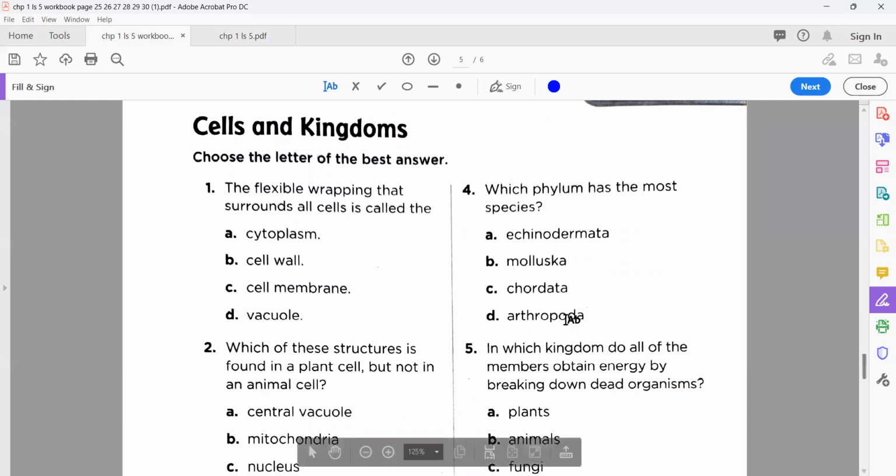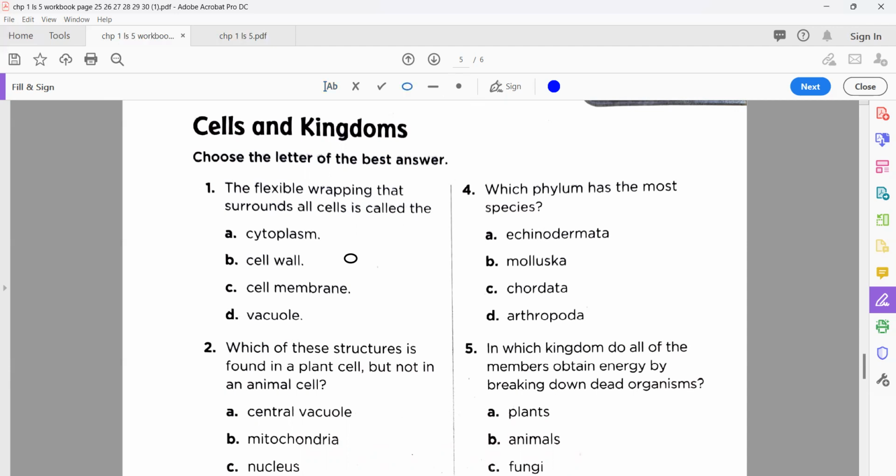Okay. The flexible wrapping that surrounds all cells is called, you know very well. The cell, whether it is plant or animal, is protected by a covering. In a plant cell, there is a cell wall, but in an animal cell, the outer covering is the cell membrane. This membrane is also present in plant cells, but after the cell wall. So here you know very well that it is the flexible wrapping that surrounds all cells.